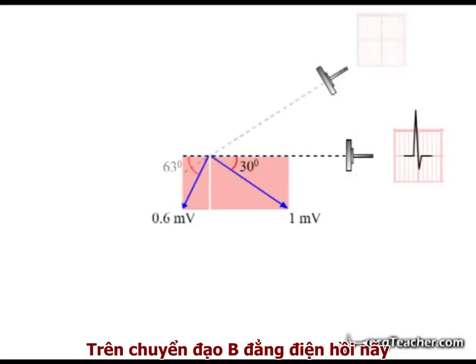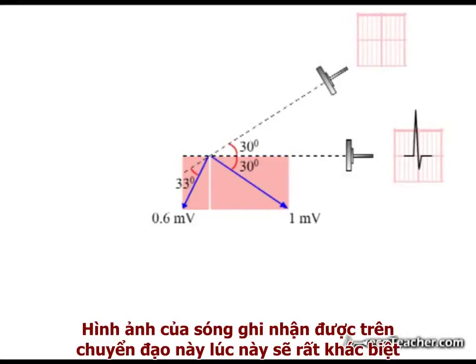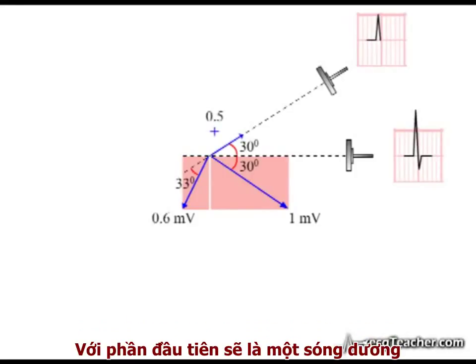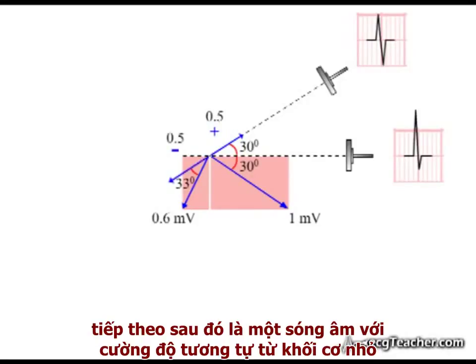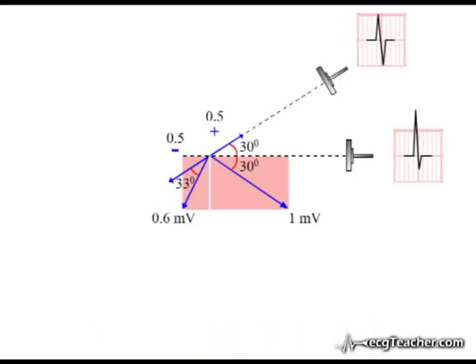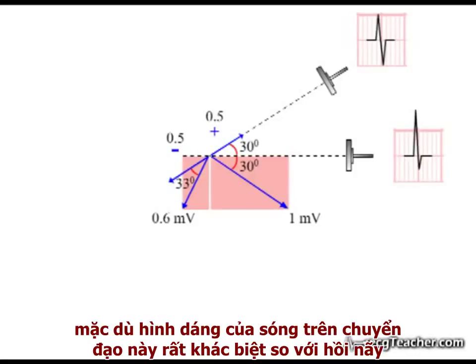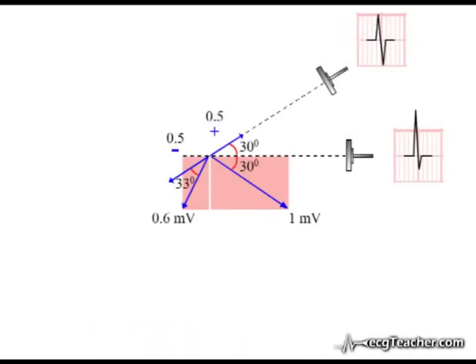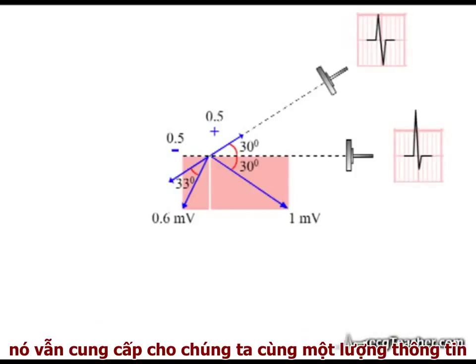In the lead said to be isoelectric in the first situation we analyzed, the morphology of the model readout is now very different, with an initial positive deflection of 5 small squares generated from the larger section, followed by a negative deflection of the same magnitude. Although the morphology of the readout in this lead is very different from the first situation we considered, it is still giving us exactly the same information.